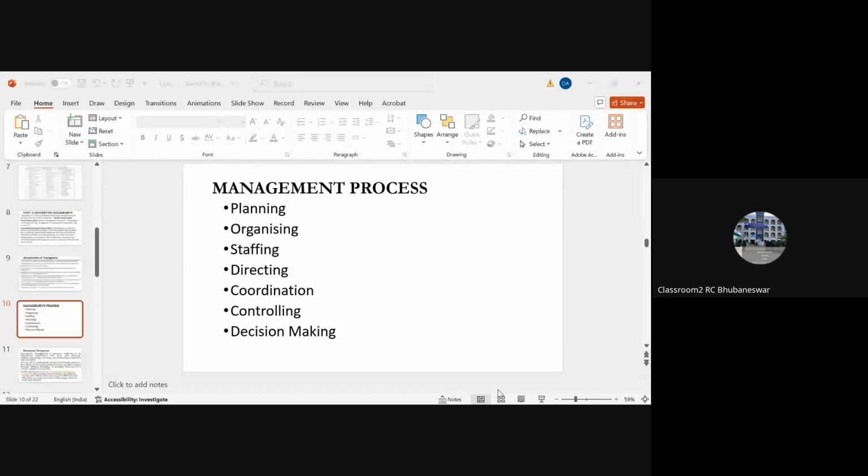Minimum 40% marks are required to pass. So we cannot say it is a good performance. Similarly, we have to establish the standard of performance and measuring actual performance. Comparing actual performance with the standard.